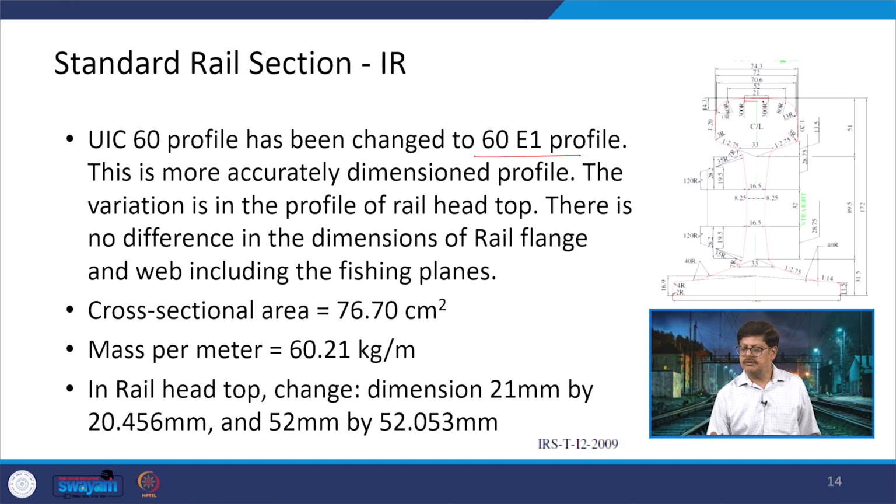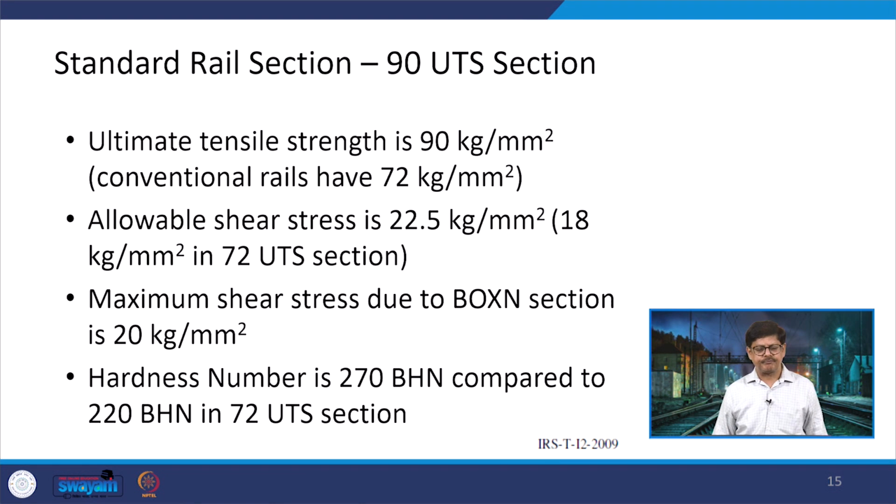The flat area, which was 21 mm in the 60 kg per meter, is now 20.456 mm, and the 52 value which was there here has now been changed to 52.053 mm. So, these are small changes, but they are bringing up a more accurately dimensioned rail section.